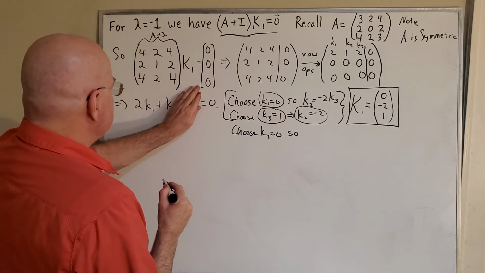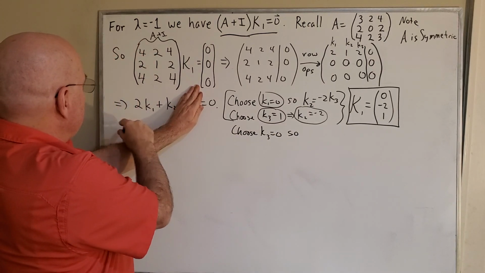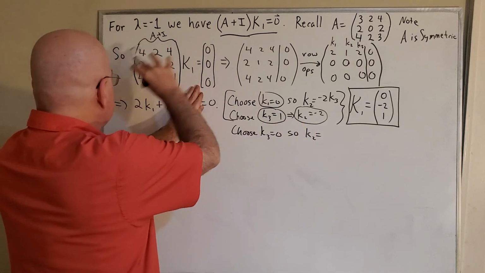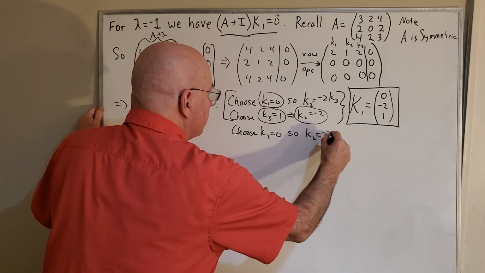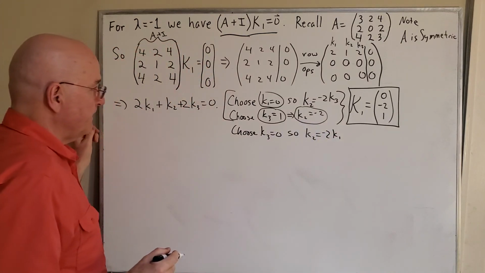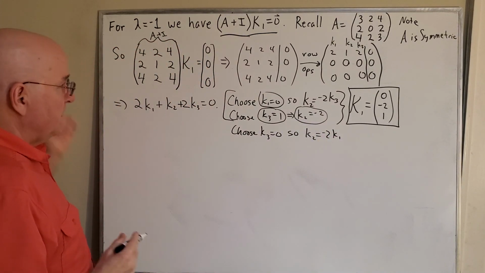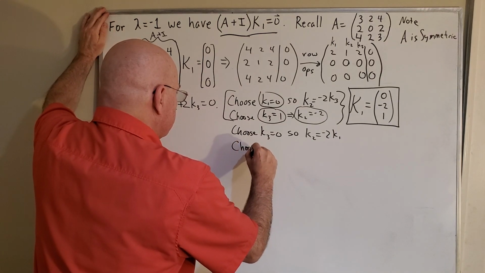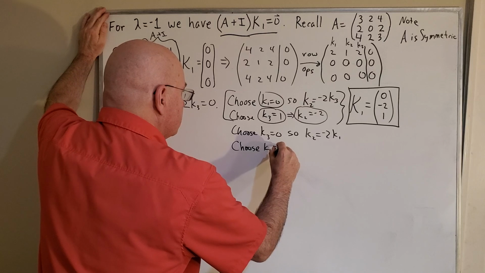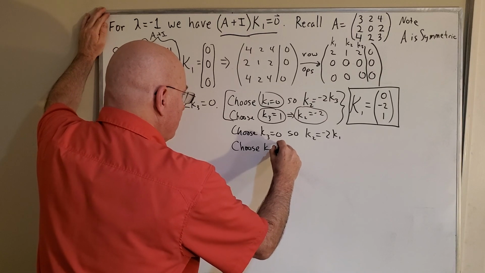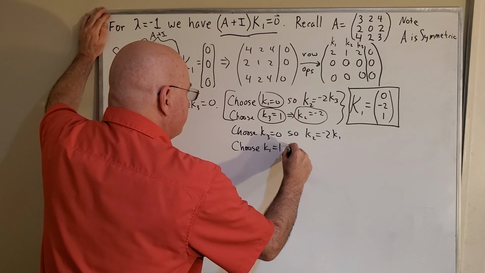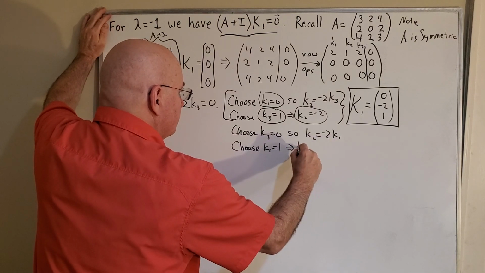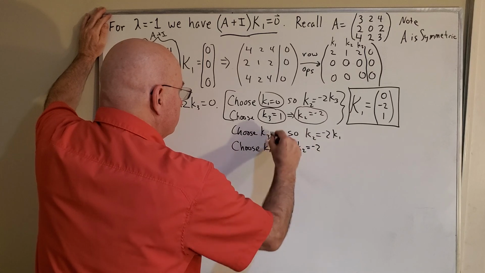And if K3 is a 0, what does that mean? These two add to 0. So K2 would be equal to -2K1. So let's make K1 a 2. Choose K1 equal to 1. And that would mean if K1 is a 1, K2 is -2.